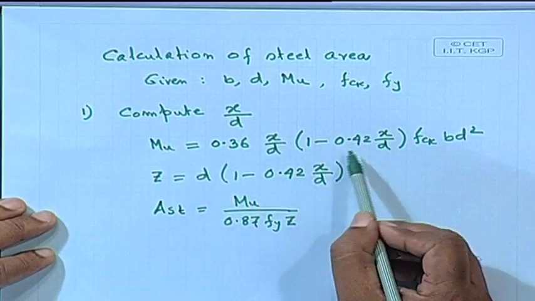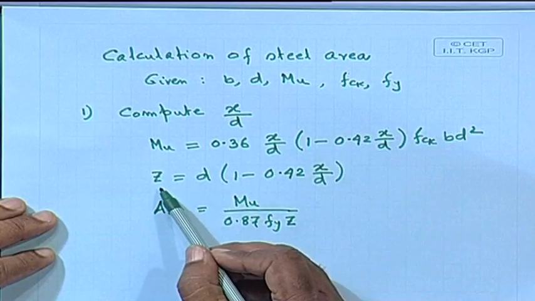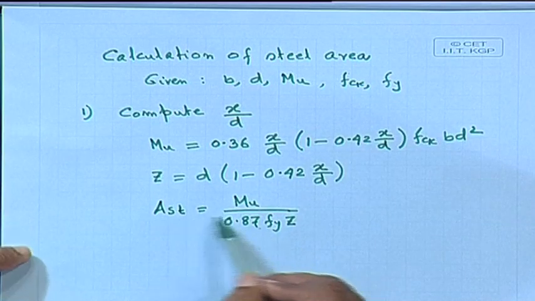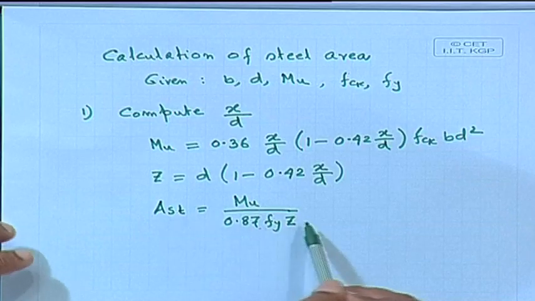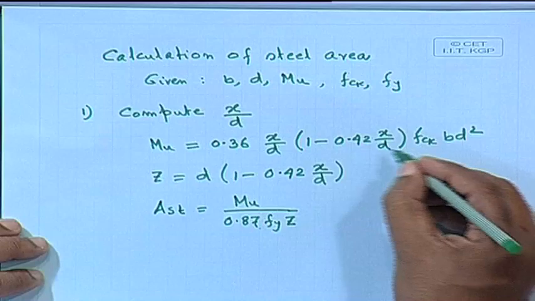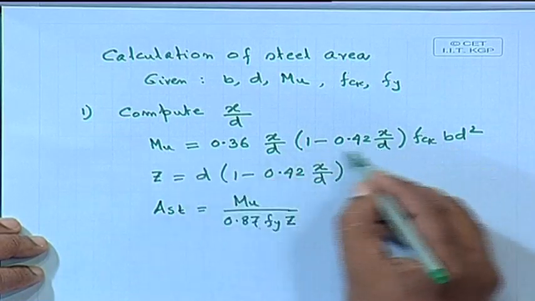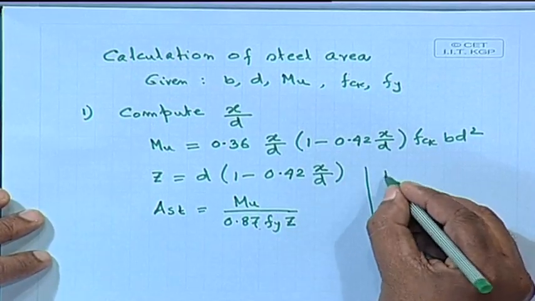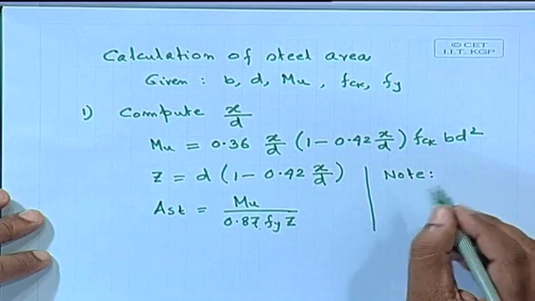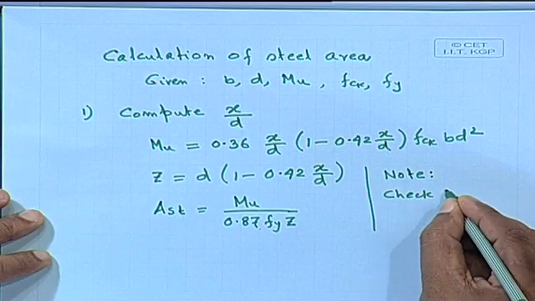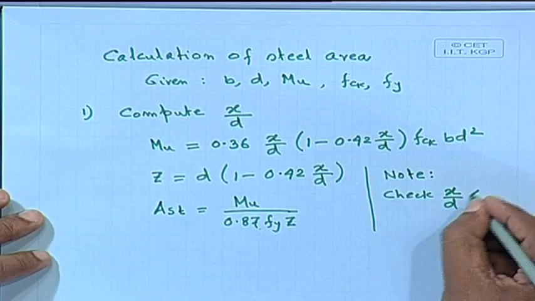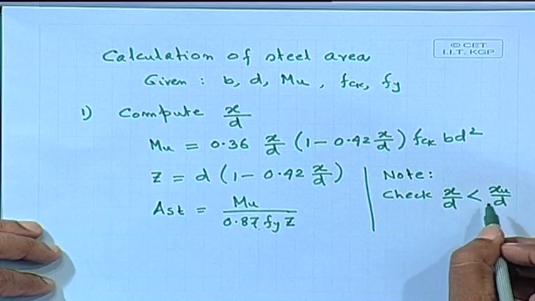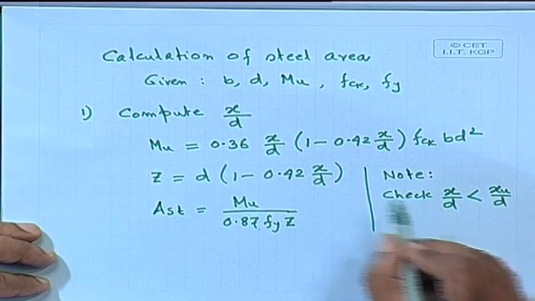We can get x by d, compute Z, the lever arm, then find out the area of steel. Mu is nothing but 0.87 fy, the stress, multiplied by the area of steel, which gives you the force, multiplied by Z. When you are computing x by d from this expression, let me give a note here: you check x by d is less than the limiting xu by d for the balanced section. It should not be more than xu by d, that you should check.